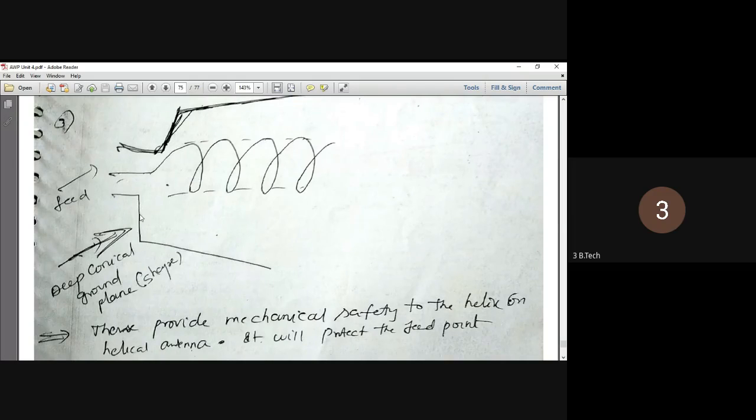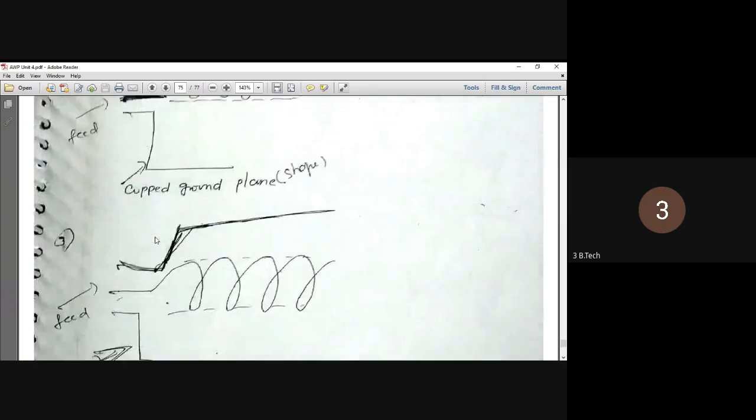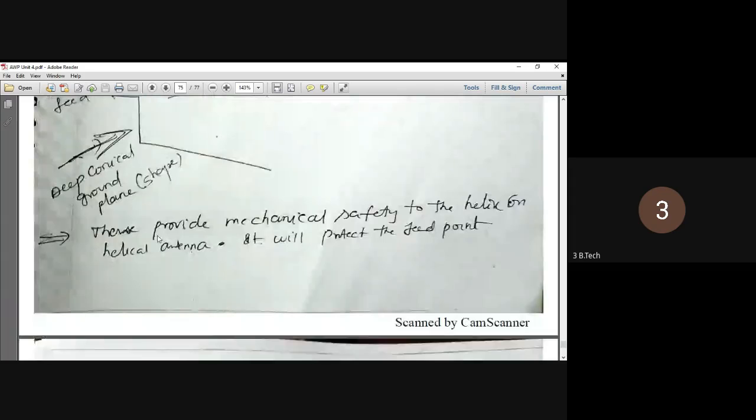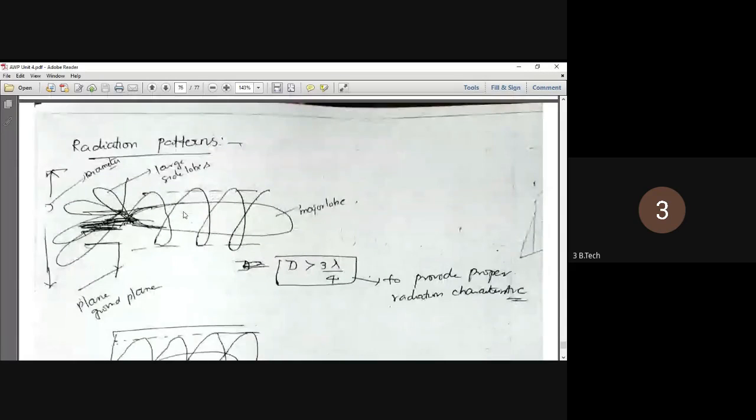Now such shapes will help to provide mechanical safety to the helix or helical antenna. So it will protect the feed point also by arranging such shapes. Now the radiation patterns you can see. Is the screen visible? Is the audio clear?